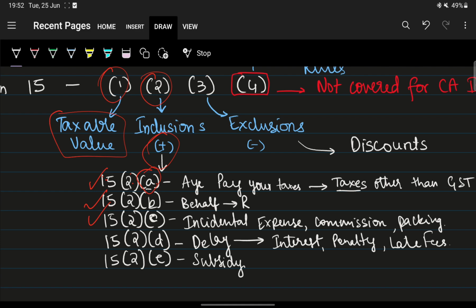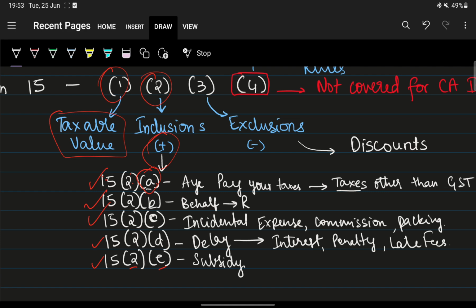Okay, next, section 15 subsection 2 clause E, subsidy. When it comes to subsidy, only government subsidies are allowed; non-government subsidies are not allowed. Just for recap, government subsidy is already subtracted in the question. What do we do? We analyze, right? Was it supposed to be subtracted? Yes, it is supposed to be subtracted. The question has also subtracted it, no problem, we'll just ignore.